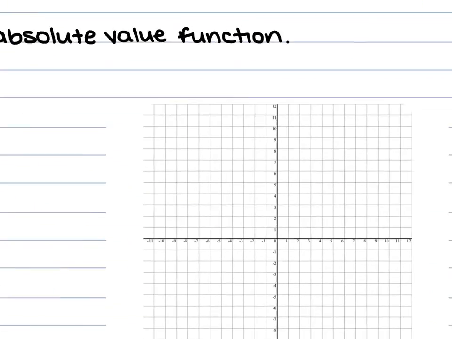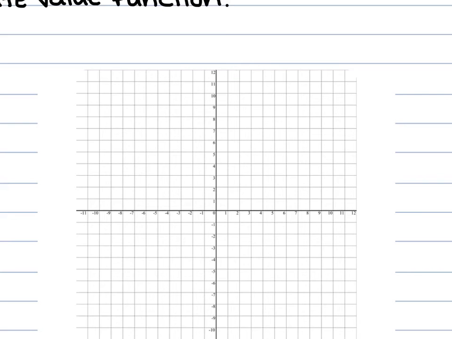So we're going to graph these on our coordinate plane. We have -2, 4, which is here. -1, 2 is here. 0, 0, 1, 2, and 2, 4.